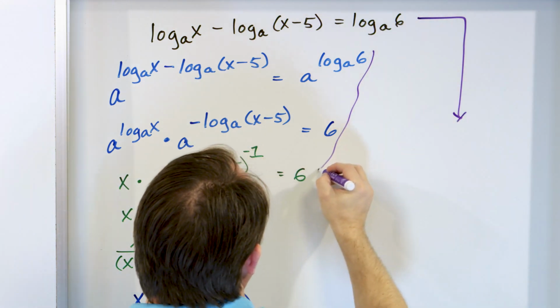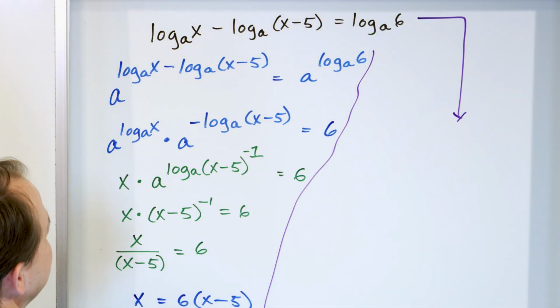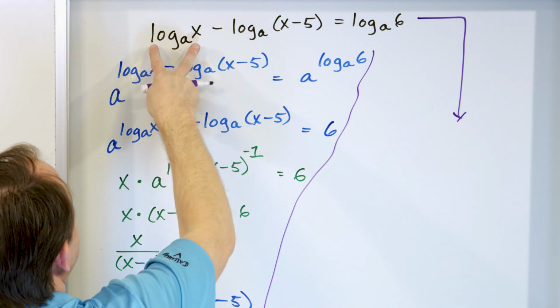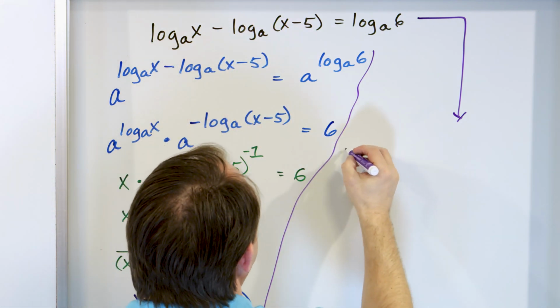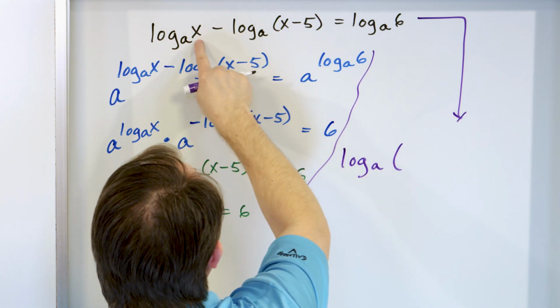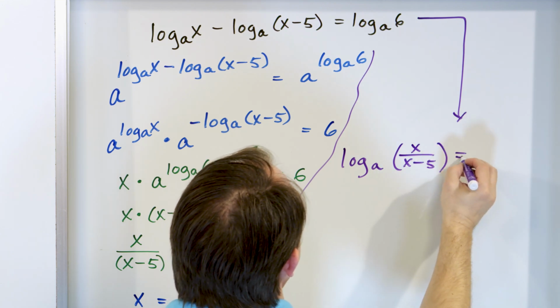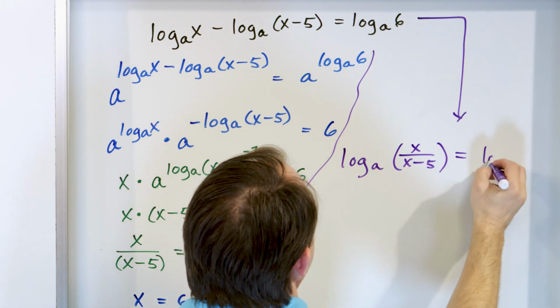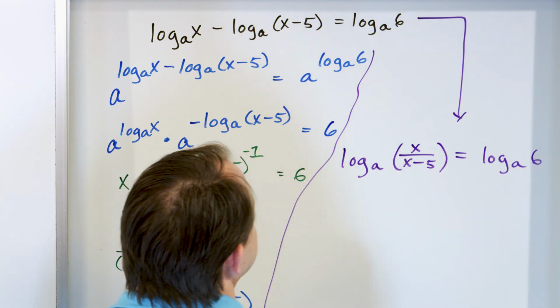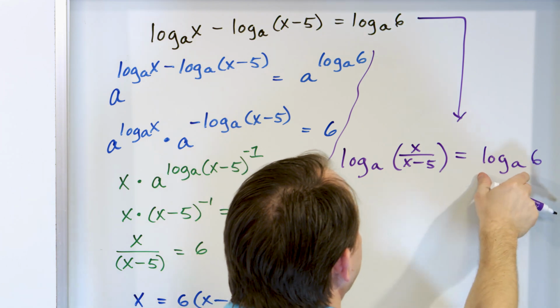So let's go down here, and I'm going to show you, we're going to start with the black line. How would we do it just using the laws of logarithms? I have a logarithm minus a logarithm. So I can write this as a division. Log base a of this divided by this. x over x minus 5 equals this. Log base a 6.